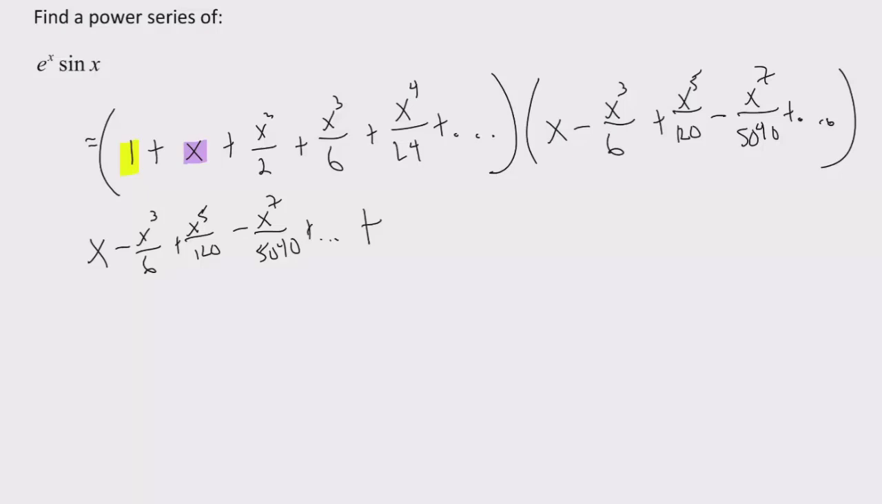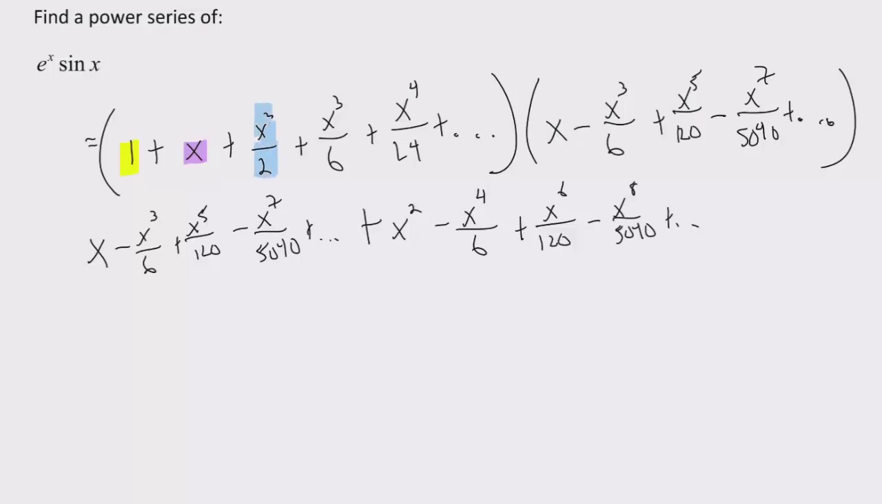So if I come in and do it with the x, that's going to give me x times x, which is x squared. x times minus x cubed over 6 is going to give me minus x to the 4th over 6. That's going to give me plus x to the 6th over 120, minus x to the 8th over 5040 plus dot dot dot. And then let's do one more term and then see if we can recognize some patterns here.